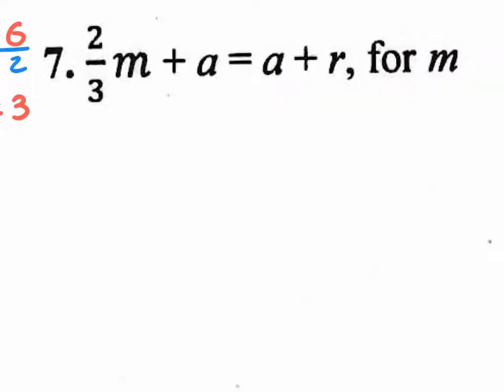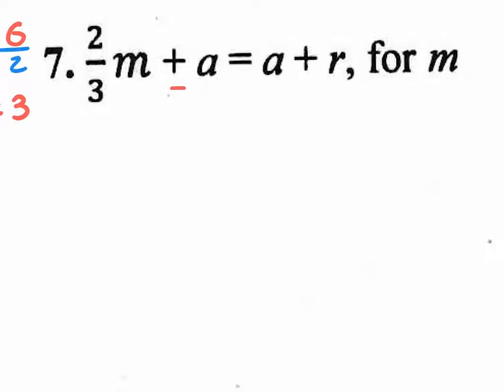So on number 7, we're solving for m. And m is on the left side of the equal sign. It's definitely not by itself. M's the movie star. 2/3 is the movie star's buddy. A is the bum at the corner. Okay, so we need to get rid of A first.